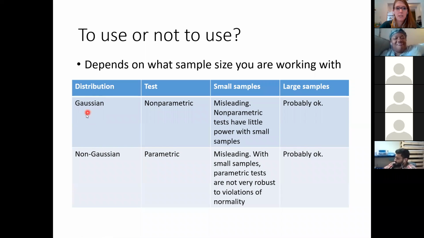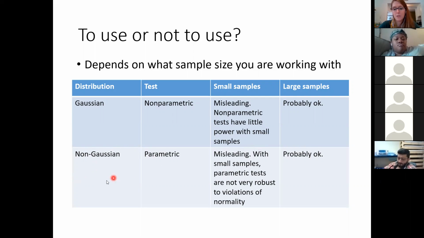So if your distribution is Gaussian, which means it's normally distributed, but you choose to do a non-parametric test, if you have a large sample, you're probably fine, right? If you have a huge sample, a non-parametric test is going to give you the same result. But if you have a small sample, this can be really misleading because non-parametric tests have little power with small sample sizes. Now, if your distribution was non-Gaussian, so it wasn't normally distributed, and you ended up using a parametric test and you had a large sample, again, you're probably okay. So we'll probably talk about that.